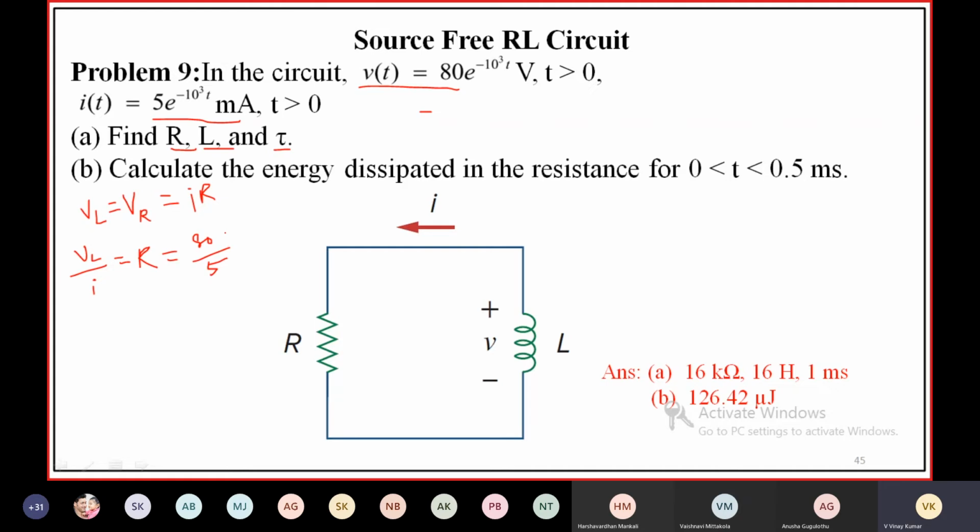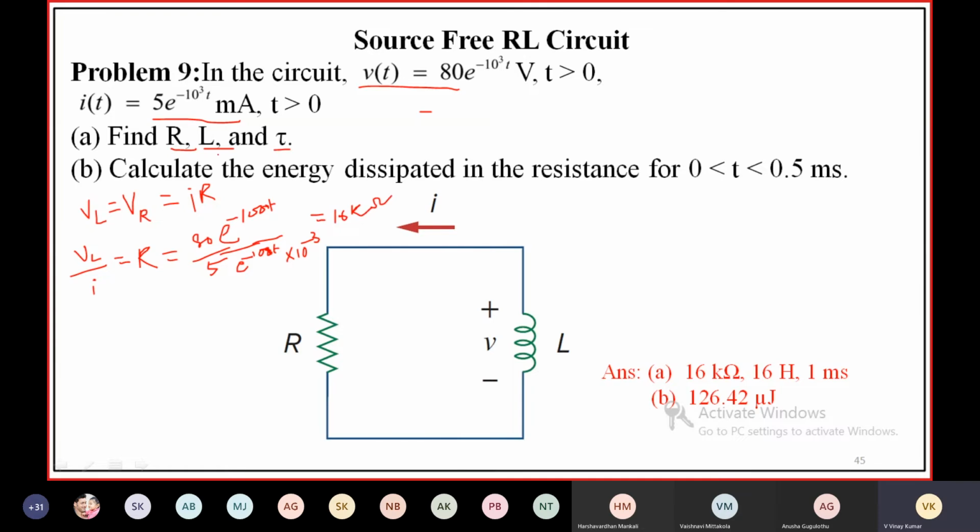So 80 e to the power minus 1000t divided by 5 e to the power minus 1000t milliamps, into 10 to the power of minus 3. This is 80 into e power minus 1000t, which is equal to 16 kilo ohms.